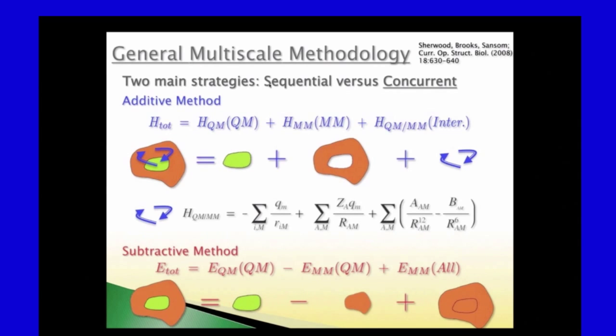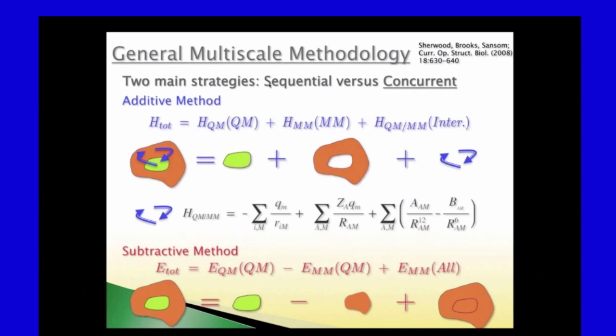Sequential multi-scale modeling you could think of as: I'm going to use quantum mechanics to parameterize molecular mechanics force fields. So I'm going to use more accurate information at one scale to move to a different scale. I'm going to use things on the electronic scale to move to something purely on the atomistic scale.